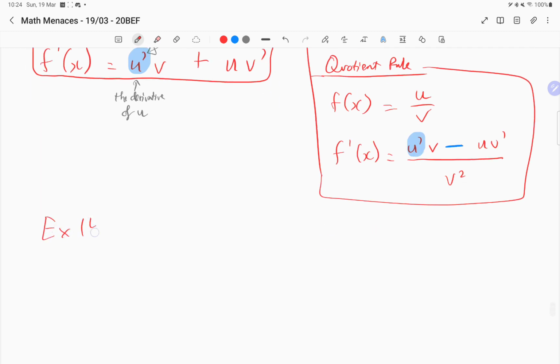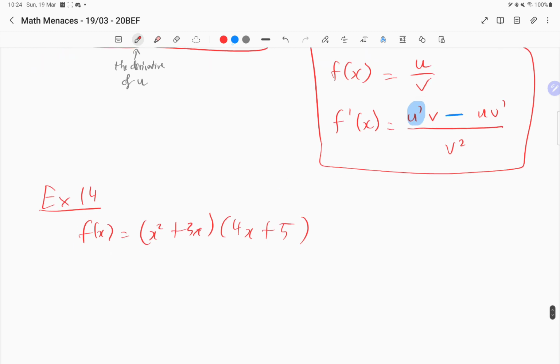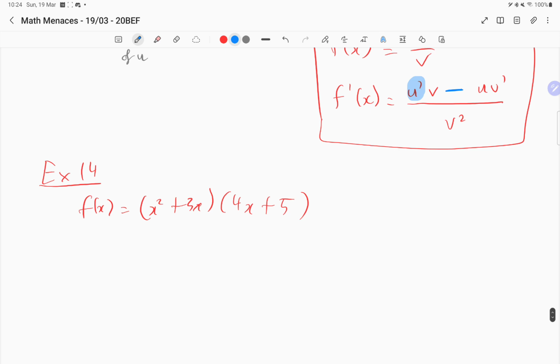So example 14, f(x) equals x squared plus 3x, and then times 4x plus 5. Note that when you see brackets like that, if there's nothing between them, it's times. I have to remind everyone of this, because sometimes people forget.